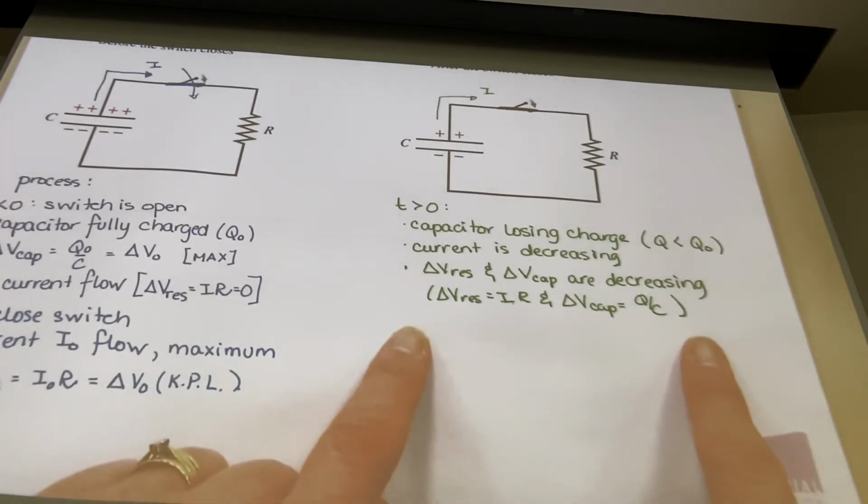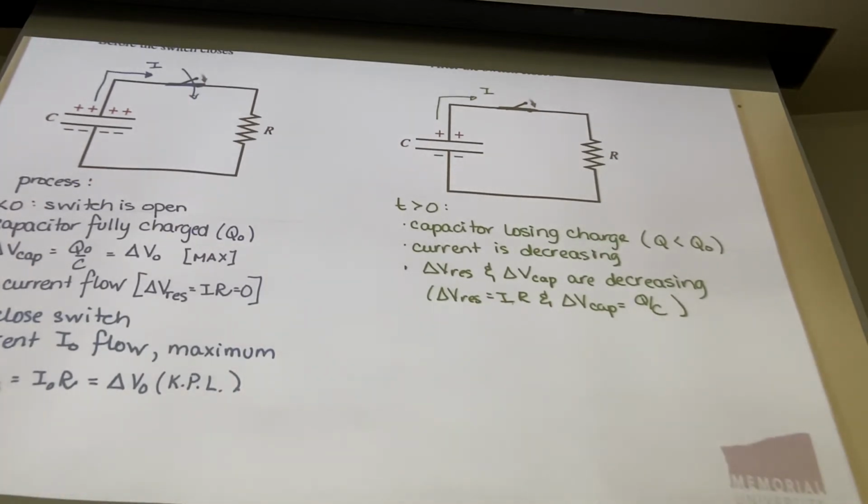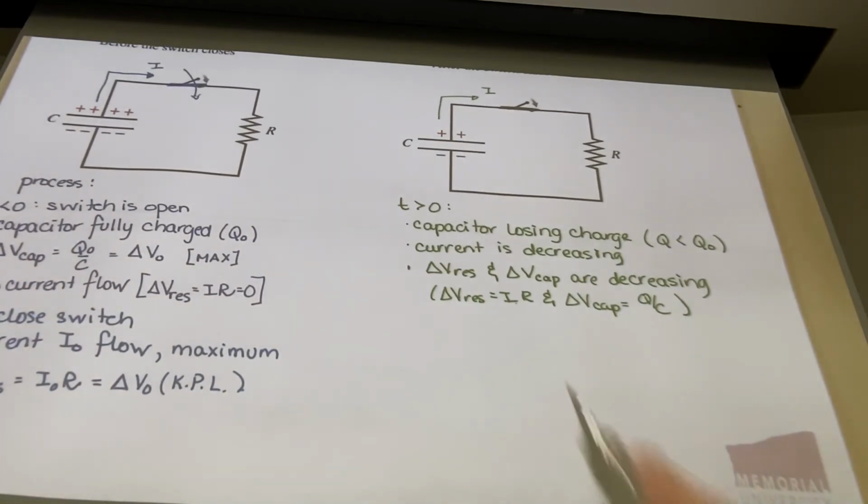So now what we want to do is find expressions for the charge and the current. We'll apply our potential law just like we did with the charging circuit, and we'll see what we get there. So we want to do our potential law.